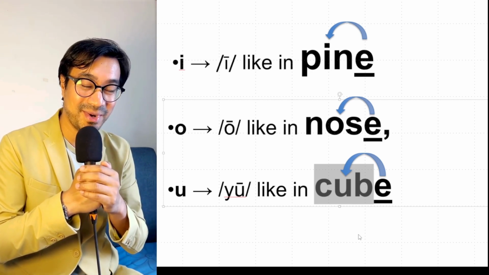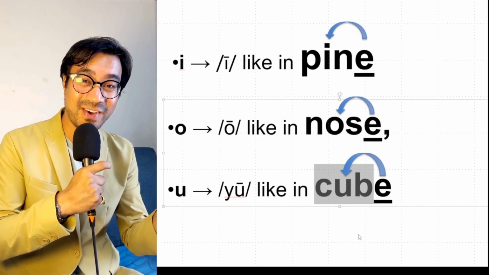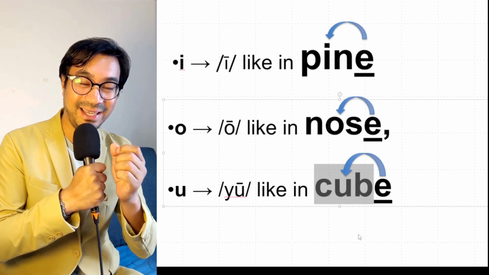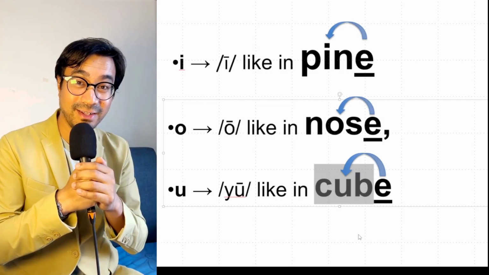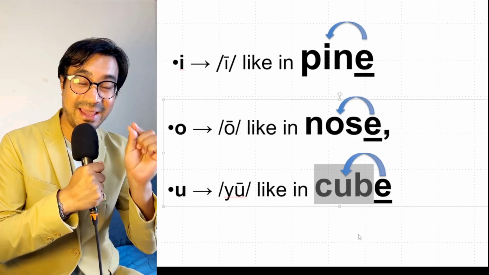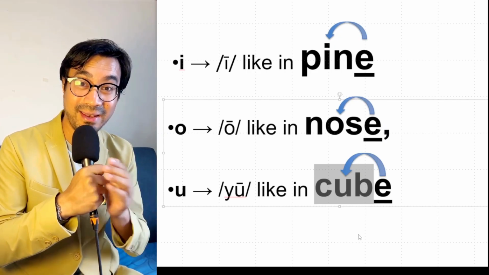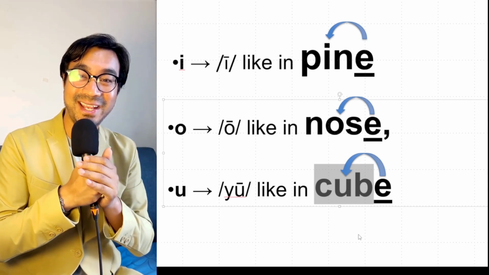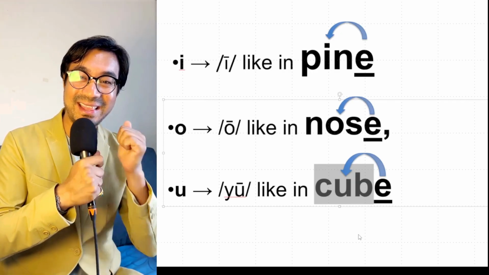So we have to remember A, E, I, O, U. Those are the long vowels. And these are the short vowels. You have to remember that when there is an E at the end of the word, that E will be silent, and the vowel before it will say its own name: A, E, I, O, U. That's good.